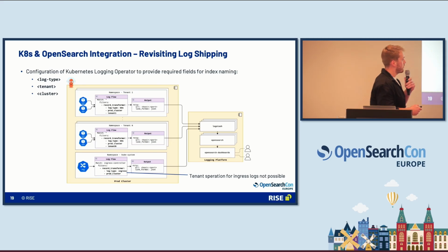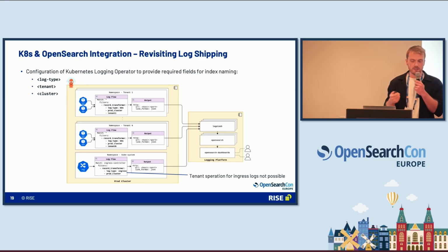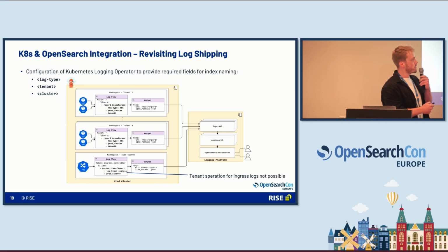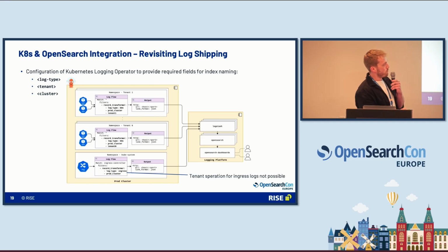Now, we've established from the index naming that we need to have a log type, a tenant, and a cluster within our index pattern. And before, I withheld some information from you regarding the record transformer. Essentially, all the record transformer does is add some information to every single log line. So if we add this information, the log type, the tenant, and the cluster, to every single log line, it will then be sent to Logstash, and then Logstash can use this information to create the indices like we have specified them right before.